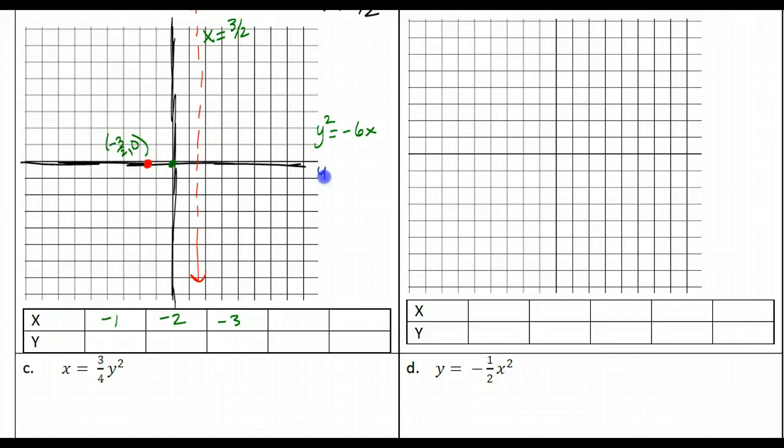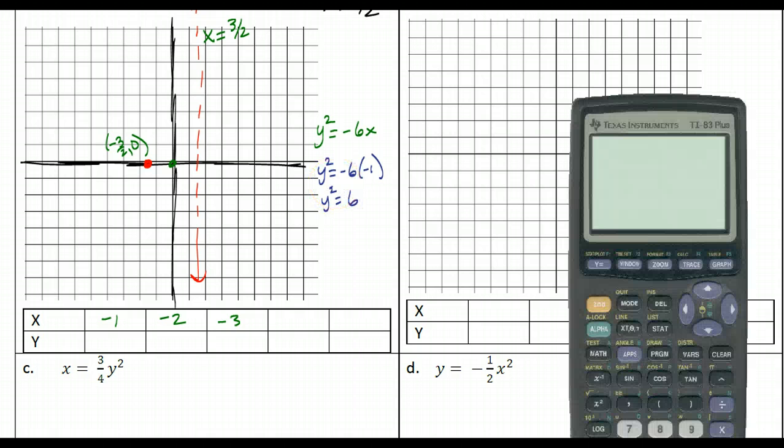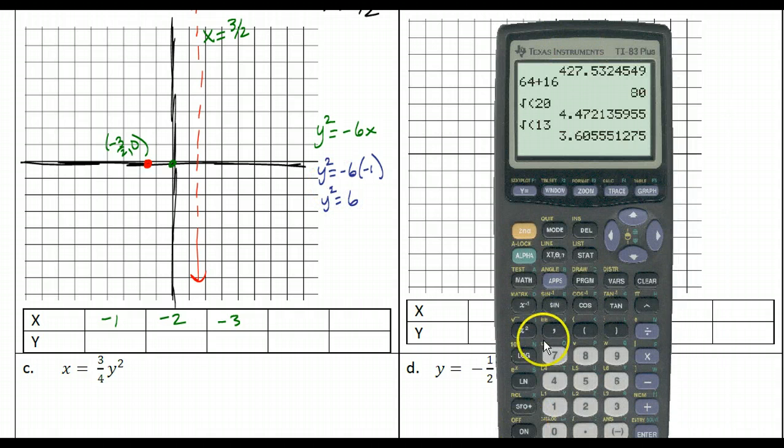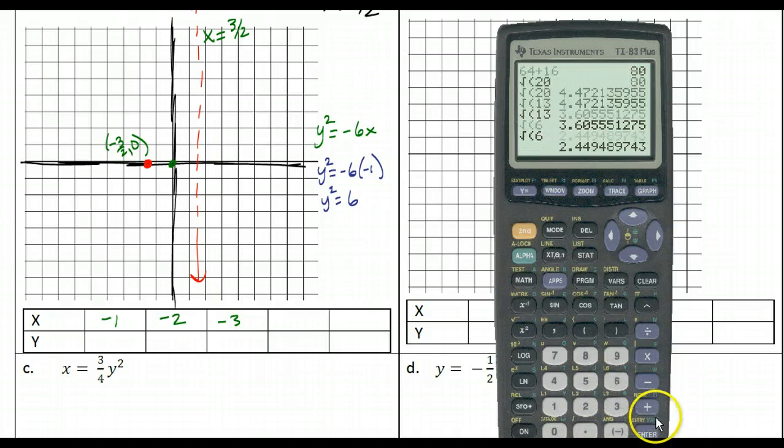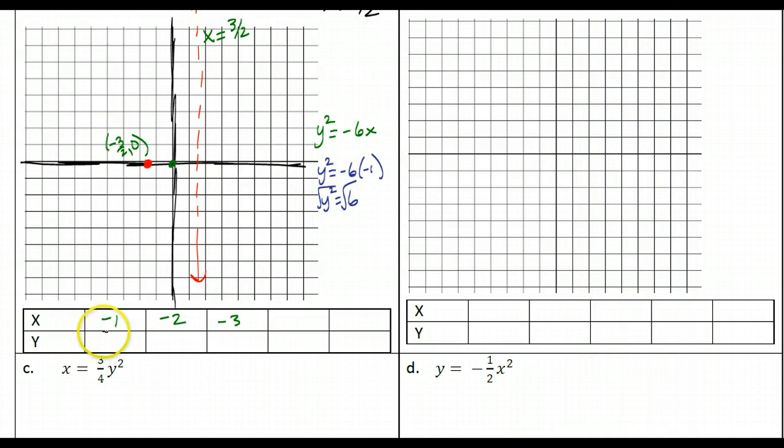So for when it's negative 1, I get y squared equals 6. Square root of 6 is 2.45, so let's just say 2.4. And when I am solving, remember that you do that plus or minus thing? So plus or minus 2.4, that totally makes sense because when I'm doing this, my parabola has two different kind of legs or arms to it. So it makes sense that there should be two answers.